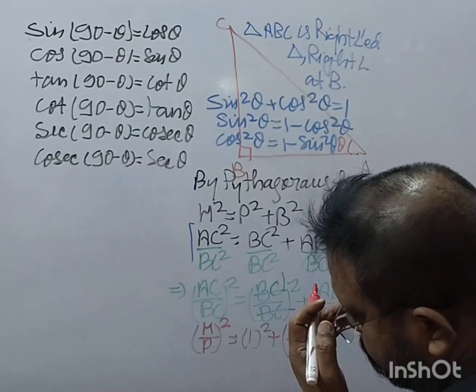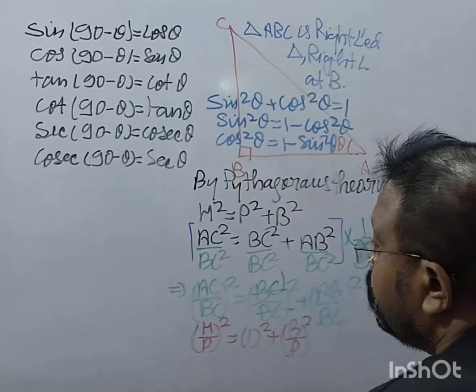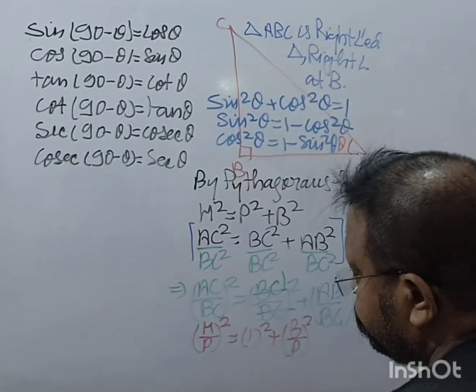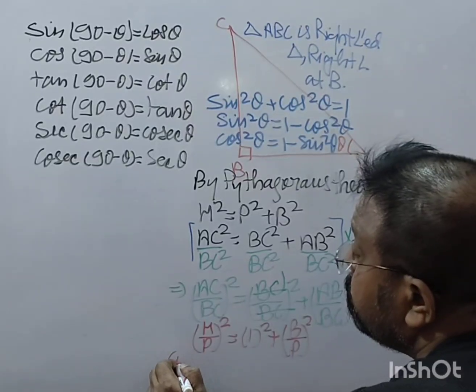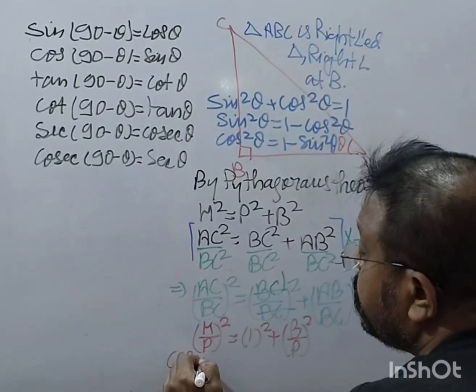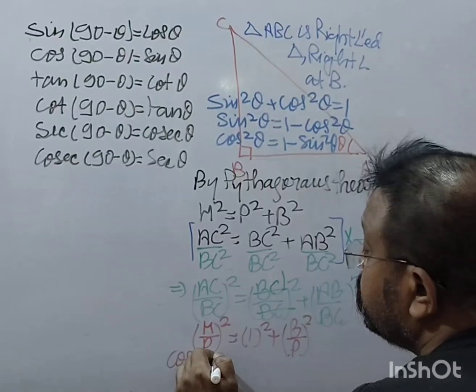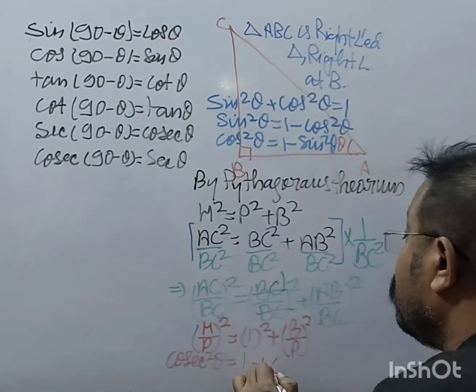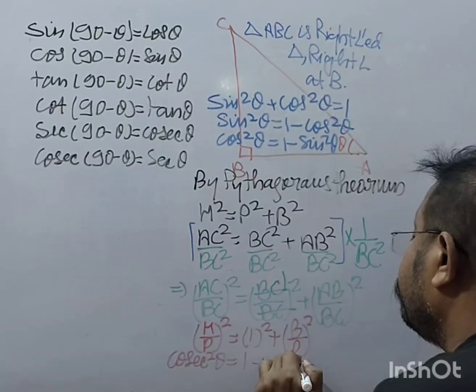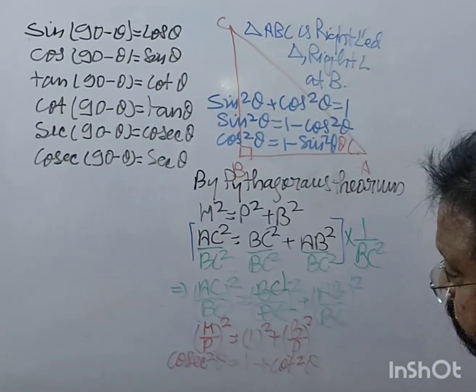So what will it be? What will we call it? This is cosec square theta. Cosec square theta is equal to 1 plus cot square theta. You get it?